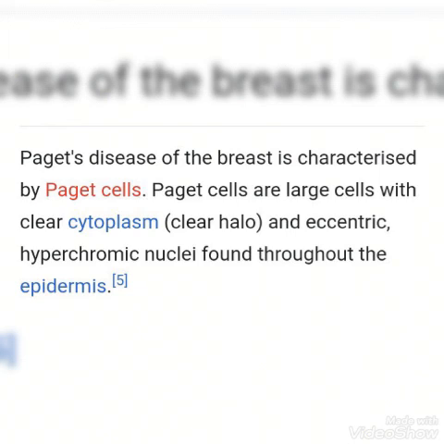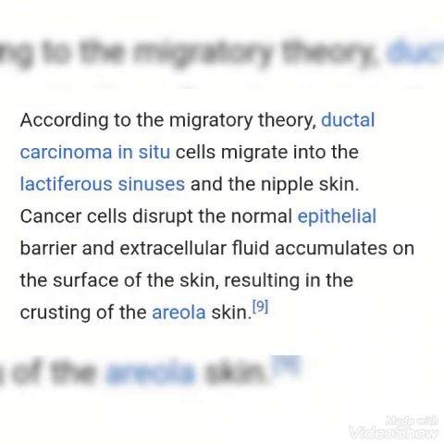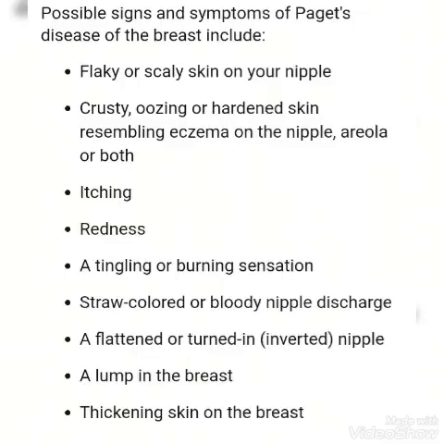What are Paget cells? These are not the normal cells. These are large cells with clear cytoplasm. Now, according to the migratory theory, ductal carcinoma in situ cells migrate into the lactiferous sinuses and the nipple skin. Cancer cells disturb the normal epithelial barrier and extracellular fluid accumulates on the surface of the skin, resulting in crusting of the areola skin. So that's how the epithelium is disturbed, because there is accumulation of extracellular fluid which results in formation of crust in the areola and the nipple.